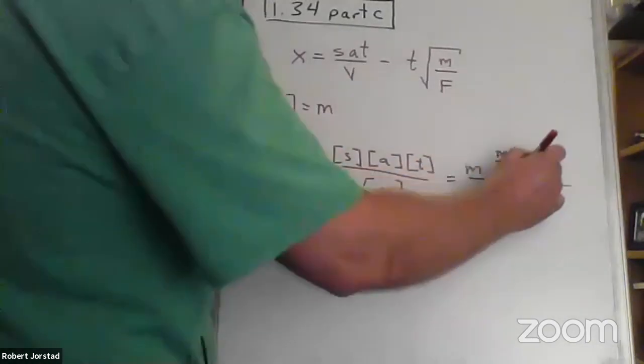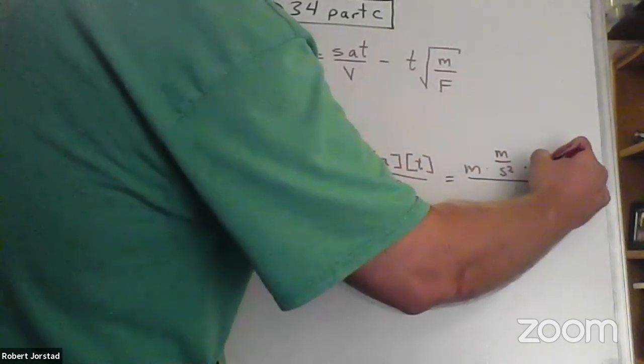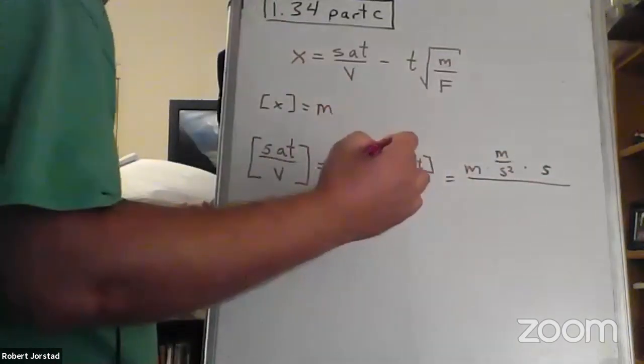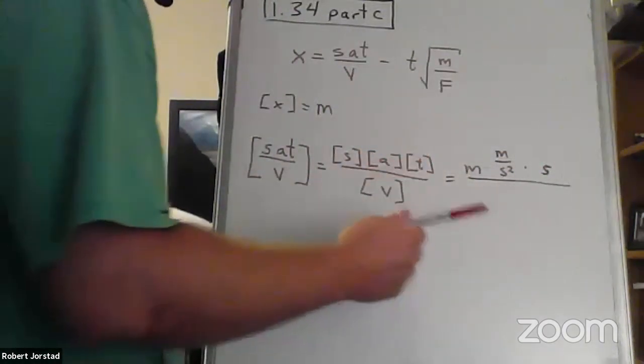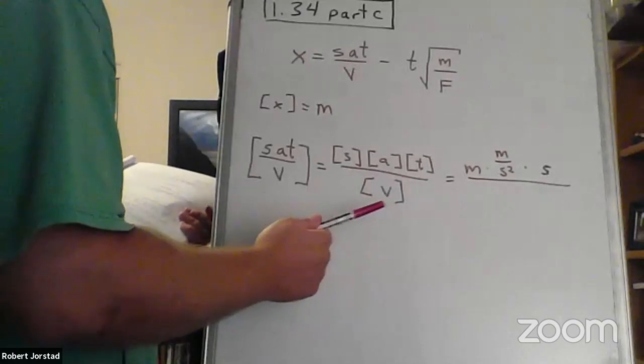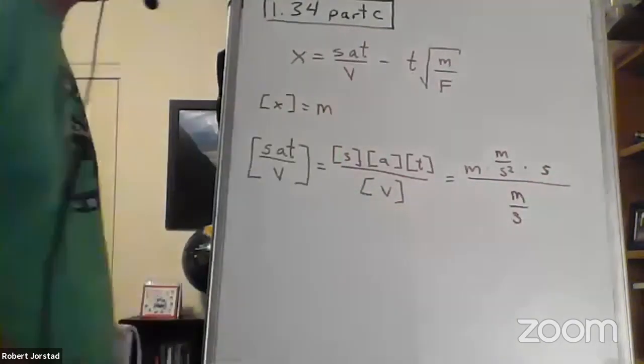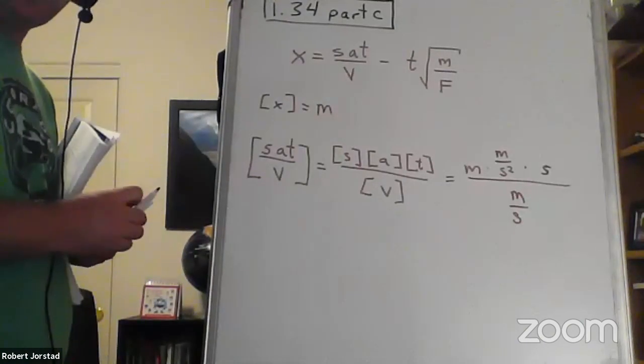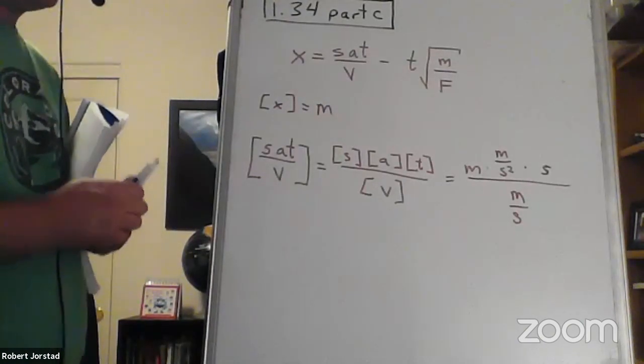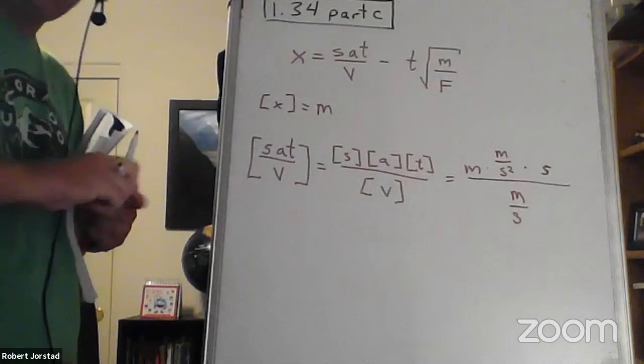I just highly recommend it. T, that's going to be seconds. It's got to be, right? Yes. And then V, it's going to be meters per second. This one's looking pretty nasty, right? Do not overthink it. Take the time to let the paper do the work.